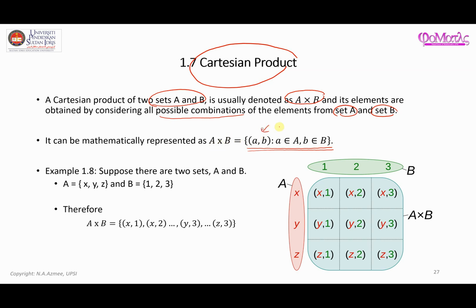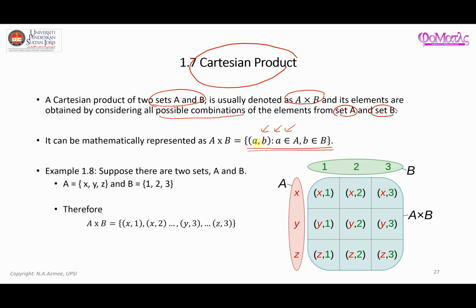Here are the elements of that Cartesian product, and we use curly brackets to denote that it is a set. Inside, we use round brackets, where inside the round brackets are the possible combinations of the elements in set A and the elements in set B. Here, small a represents all the elements in A, and small b represents the elements in set B.